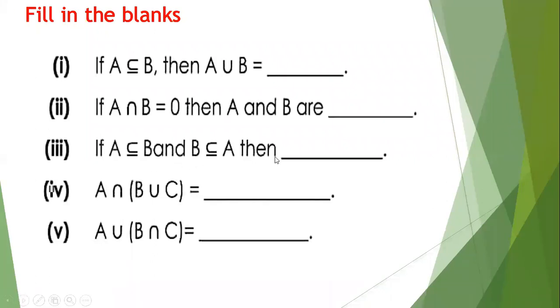If A is a subset of B and B is a subset of A, then what will be the answer? A is equal to B. Excellent answer. A will be equal to B because both of them are subsets of the other. Very good. Saman, Khalid, Asim, Raza, correct answers.